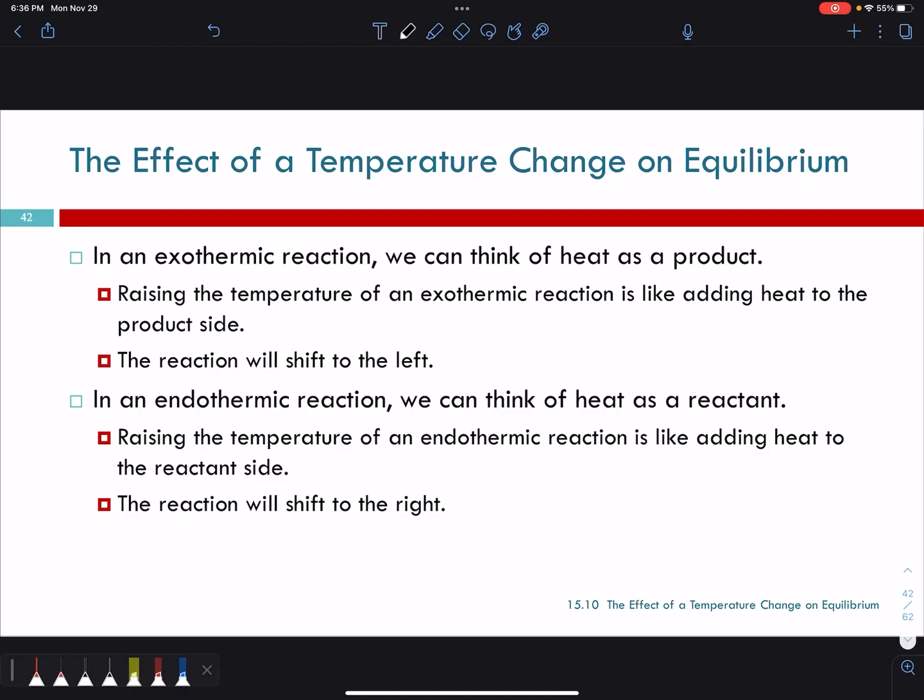So if you raise the temperature of an exothermic reaction, it's like adding heat to the product side. And if you increase the concentration of the products, the reaction is going to shift to the side of the reactants. So adding heat to an exothermic reaction will actually cause it to shift to the left. In an endothermic reaction, though, heat is now not one of the products, but it's endothermic, so it's sucking up heat as it reacts. Heat is now one of the reactants. So if we raise the temperature of an endothermic reaction, it's like adding heat to the reactant side, and the reaction shifts to the right.